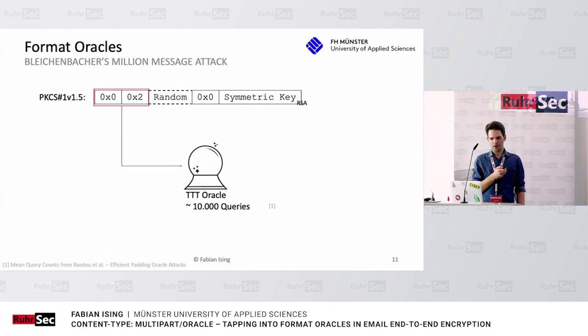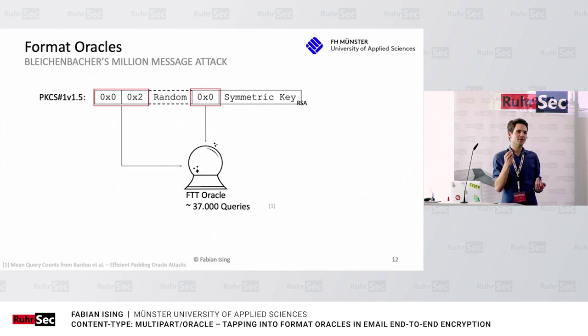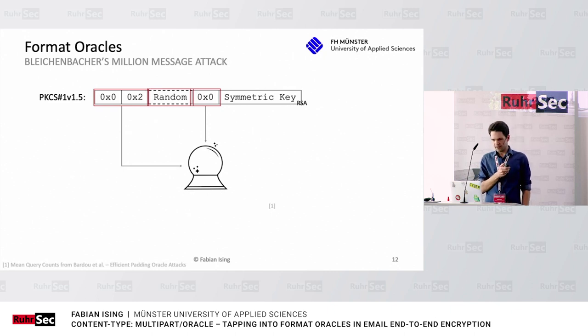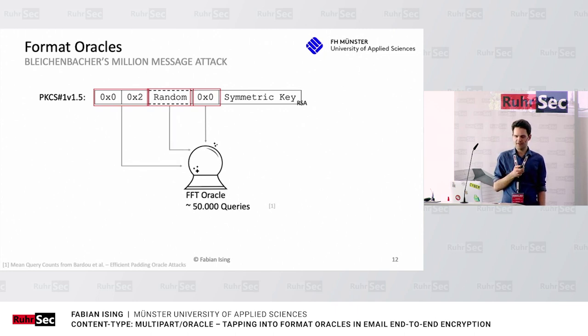However, it doesn't stop there, because there are a lot more elements to this padding. So this is way more complicated than the CBC padding. Next, an oracle could, for example, check for the 0 byte here. So there has to be a 0 byte, otherwise we wouldn't have a symmetric key. As you can see, there are some random bytes, and they are terminated by this 0 byte. Without it, there's no actual message. So that's the check that is performed here. If an oracle does that, we are already at around 40,000 queries. If the oracle, on the other hand, also checks if there are any 0 bytes in the random bytes, so you are required to have at least 8 random bytes, then we are already at 50,000 queries.